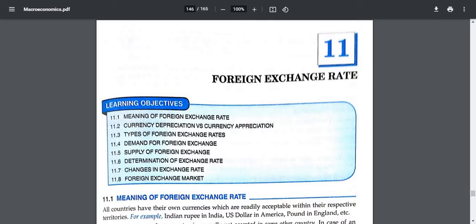Learning Objectives. 1. Meaning of foreign exchange rate. 2. Currency depreciation vs currency appreciation. 3. Types of foreign exchange rates. 4. Demand for foreign exchange. 5. Supply of foreign exchange. 6. Determination of foreign exchange rate. 7. Changes in exchange rate. 8. Foreign exchange market.